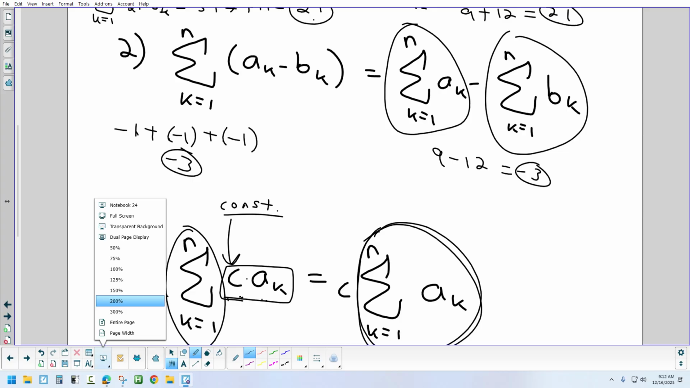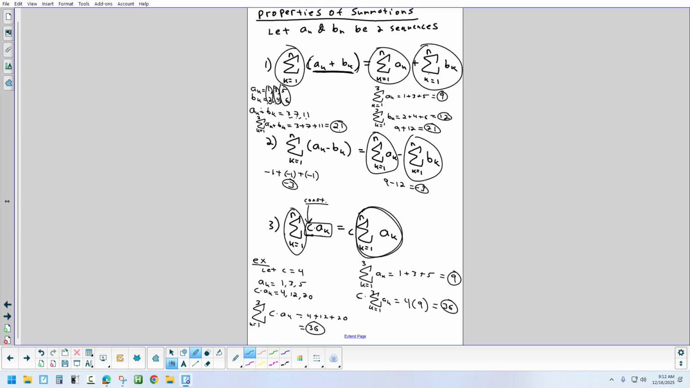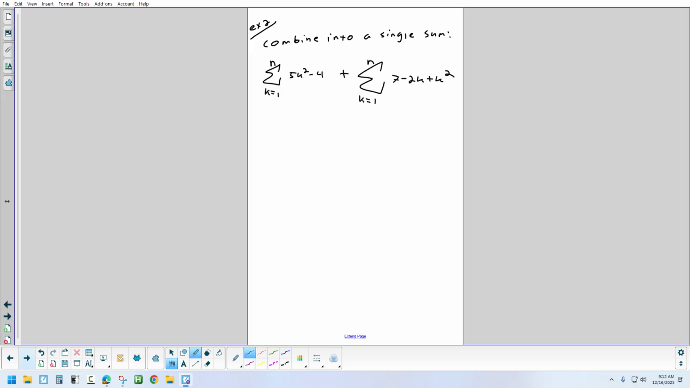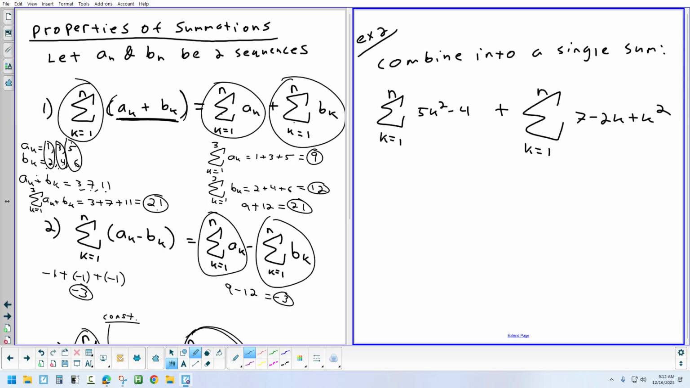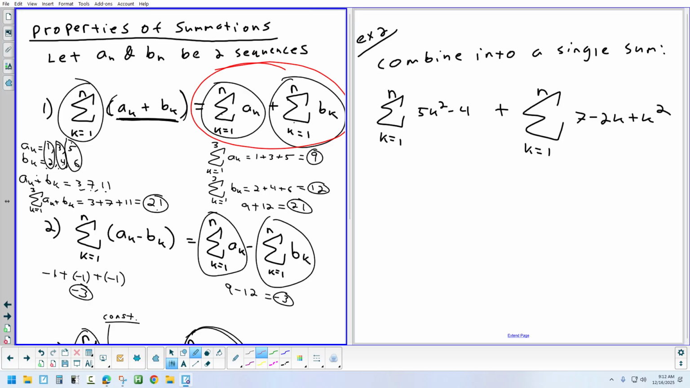Okay, so any questions on those 3 rules? So let's try this one. They want us to take these and combine them into a single sum. So what you have in this problem is, this is like rule 1. They're giving you something that's on the right-hand side. They want you to turn that into the left-hand side. So when you're done, you're going to have a single sum.